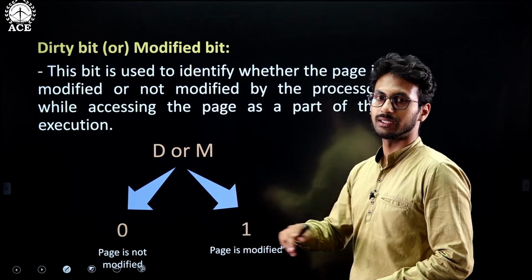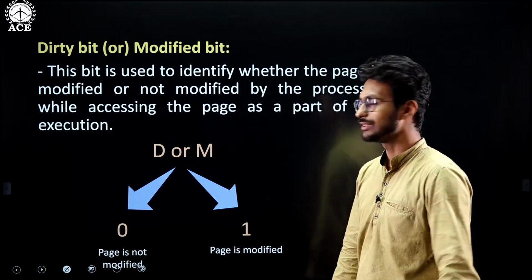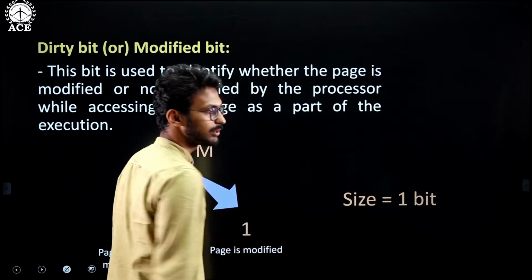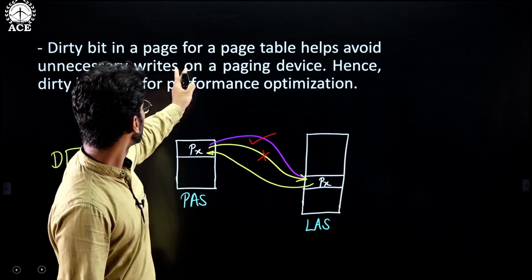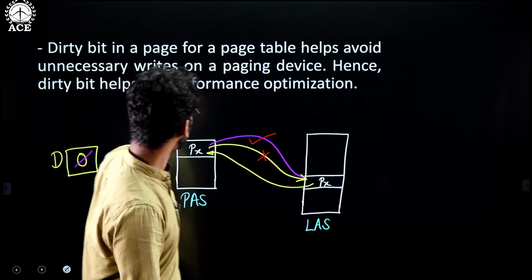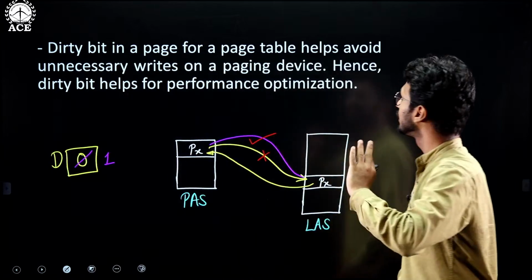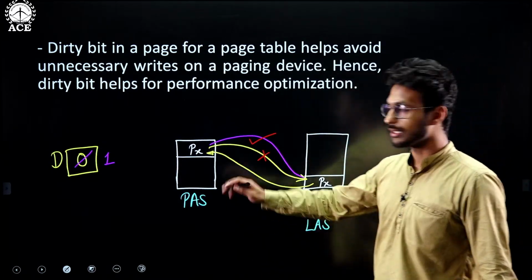The size is also 1 bit, because you are representing 2 numbers, and with 1 bit you can represent 2 numbers. I mentioned it here: size 1 bit. Next one. The dirty bit in a page table helps avoid unnecessary writes on the paging device. Hence, the dirty bit helps with performance optimization. This is very important.